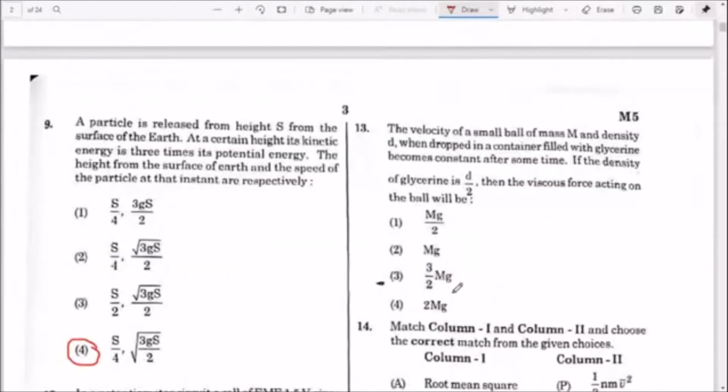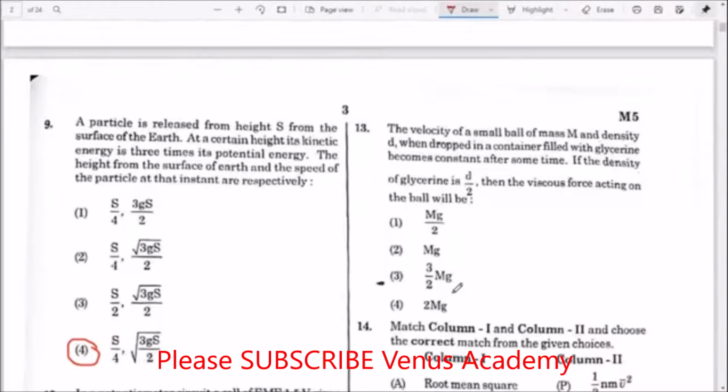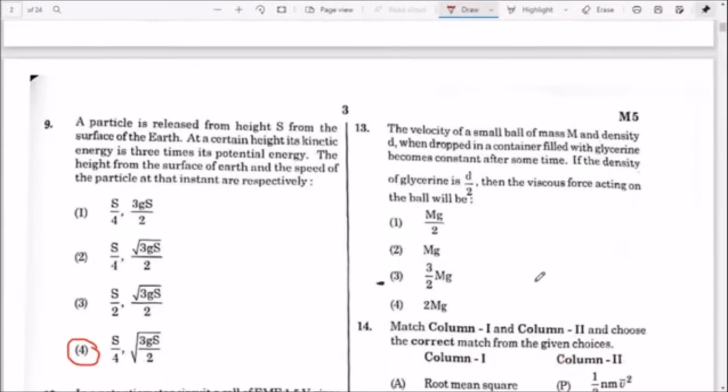Next, the velocity of a small ball of mass m and density d when dropped in a container filled with glycerin becomes constant after some time. If the density of glycerin is d by 2, then the viscous force acting on the ball will be option number 1, mg by 2 is the correct option, students.